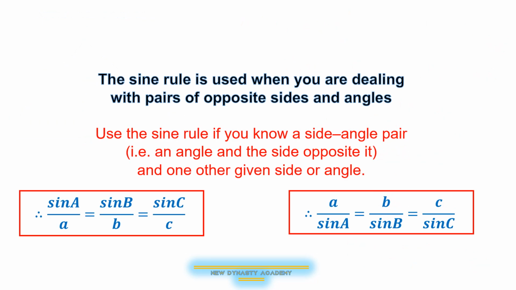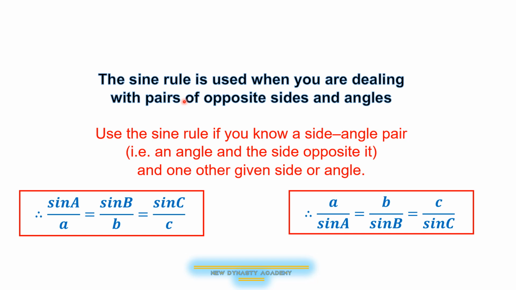Then we look at the conditions that we have to know so that we'll be able to use the sine rule. Remember that the sine rule is used when dealing with pairs of opposite sides and angles. There must be pairs of opposite sides and angles because they are related, because that is basically what the sine rule does. It relates the sides to their opposite angles, or it relates the angles to their opposite side. So you only use the sine rule if you know the side and angle pair. That is very, very important.